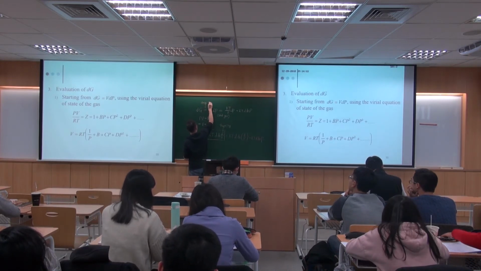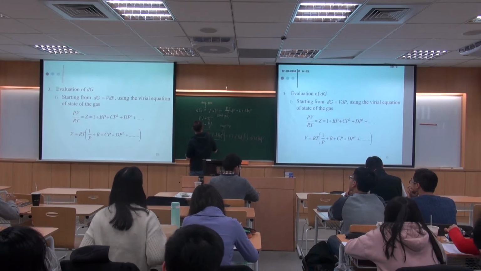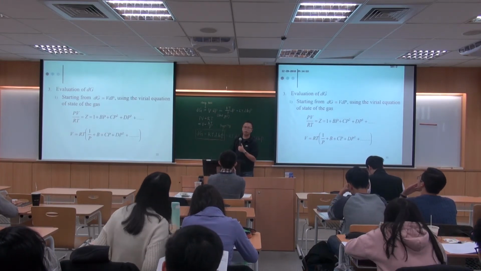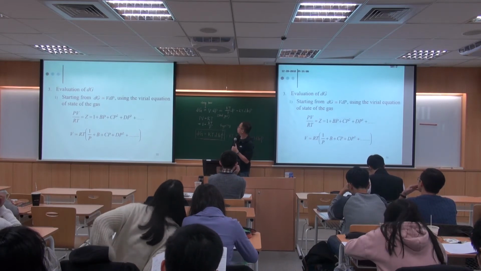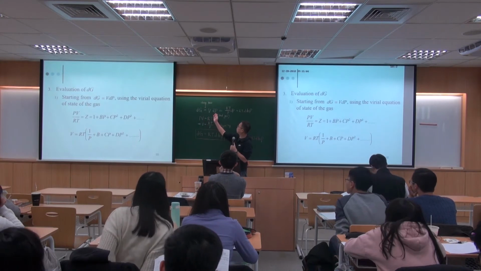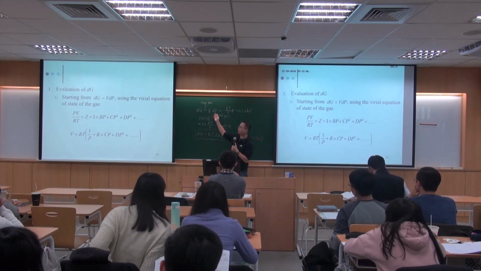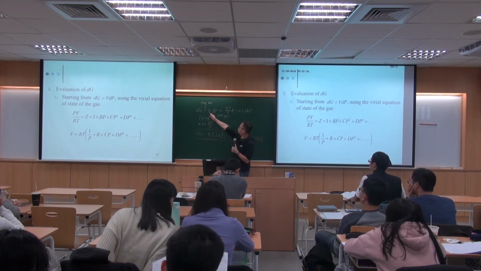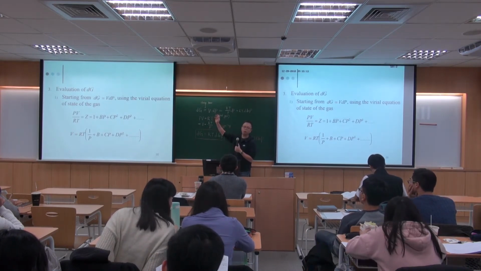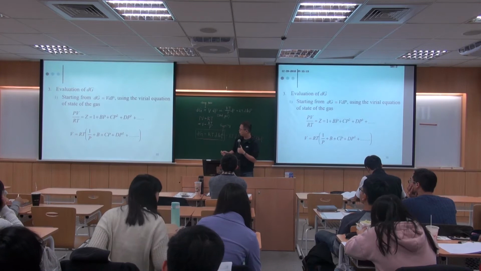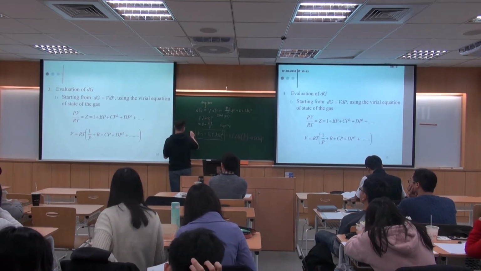If you're dealing with a process that is under, say, constant temperature, and the only change is either the pressure or the volume, then you use this expression. And as long as you know the volume as a function of pressure, then you can use this equation to directly calculate the change of Gibbs free energy. So this is the first way.